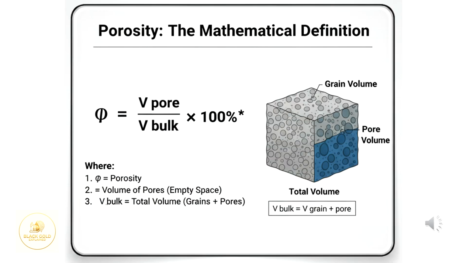Mathematically, porosity, denoted by the Greek letter phi, is the ratio of the pore volume, V pore, to the total bulk volume, V bulk, usually expressed as a percentage.